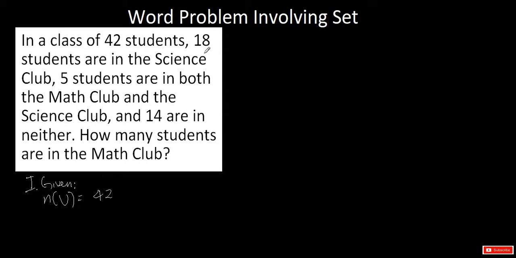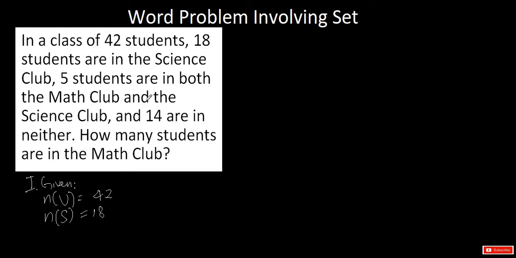And then let's determine another given in the problem. We have here 18 students are in the science club. So we have the set of students who are in the science club, and the cardinality is 18, and we let the set of students in the science club be S. So the cardinality of set S is equal to 18.